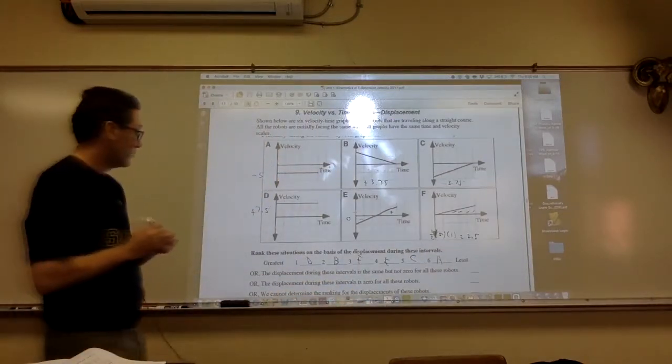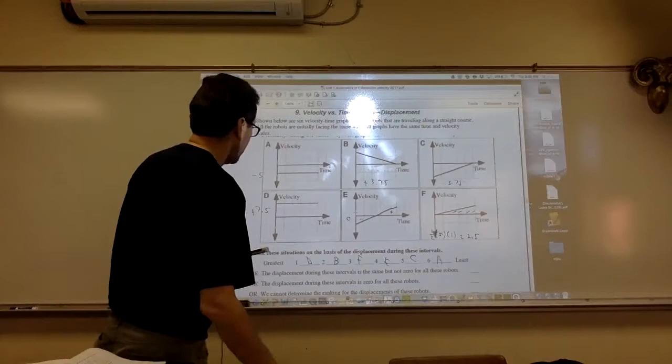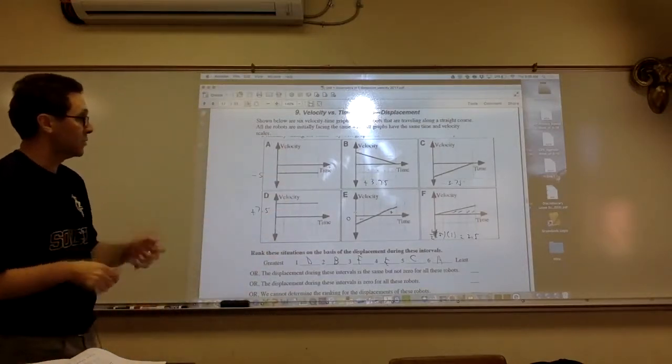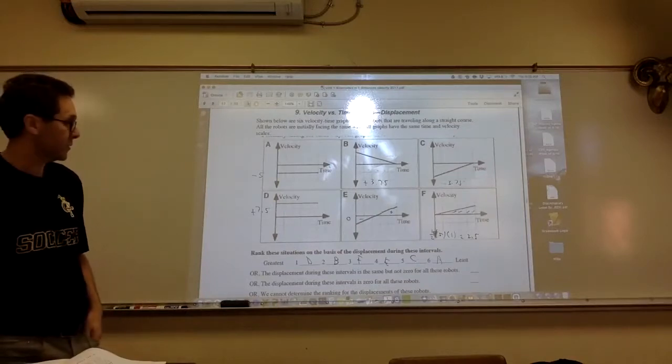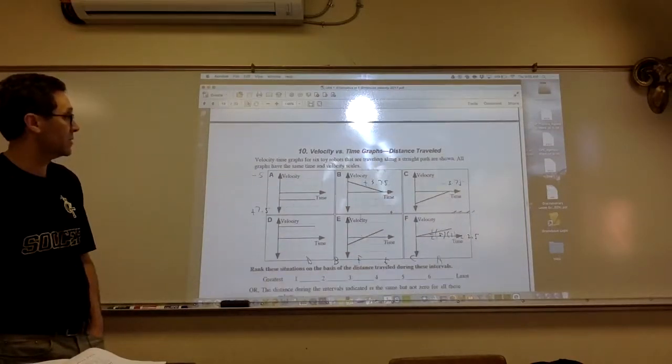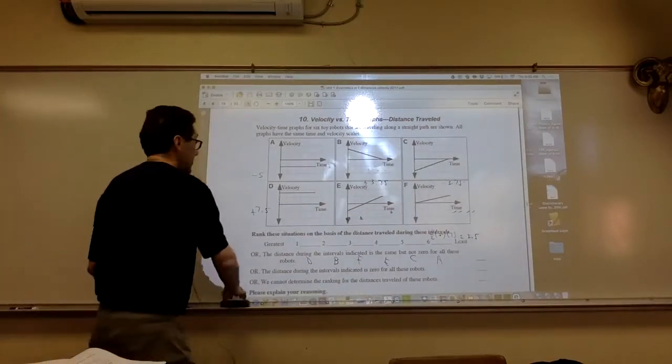Okay. Now you just got to be careful here. If it did say the magnitude of displacement, you turn all these negatives into positives, and then you rank them. So just be careful whether it says magnitude or just says displacement. All right. Velocity time graph.